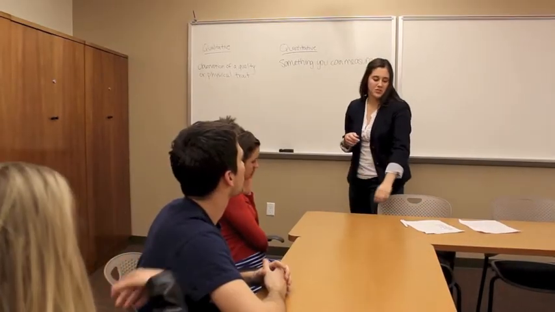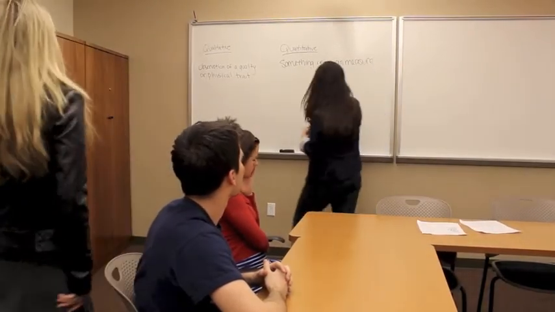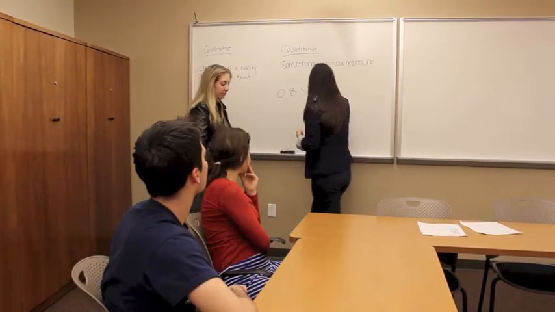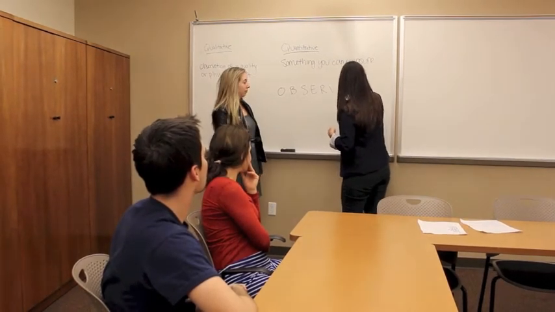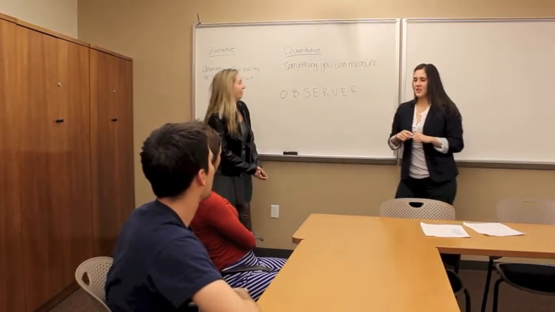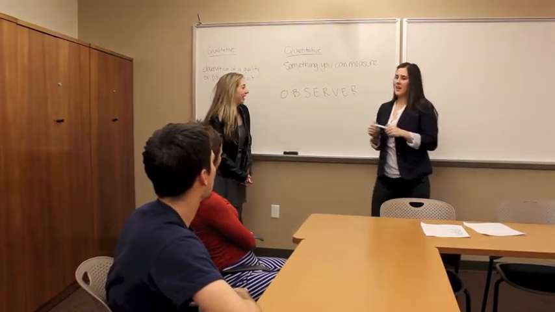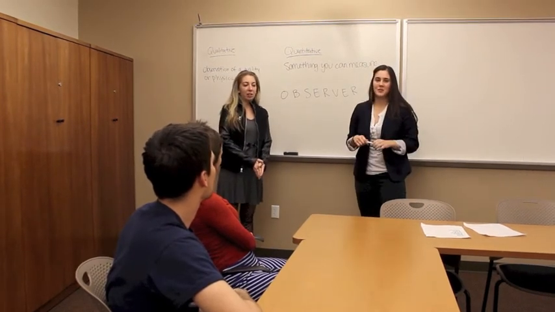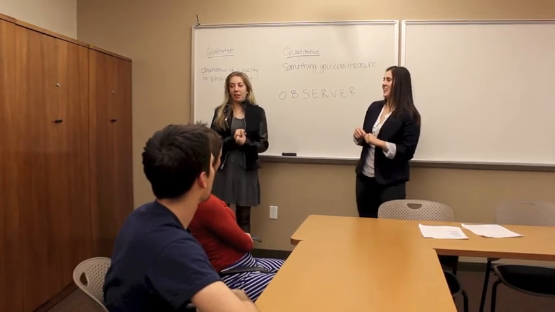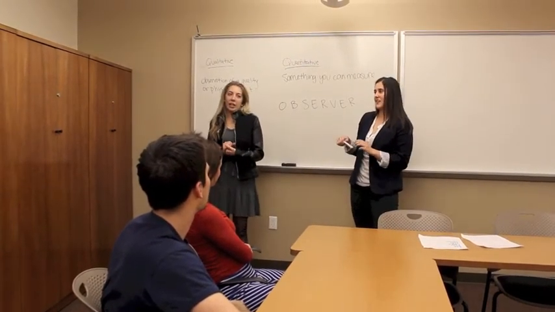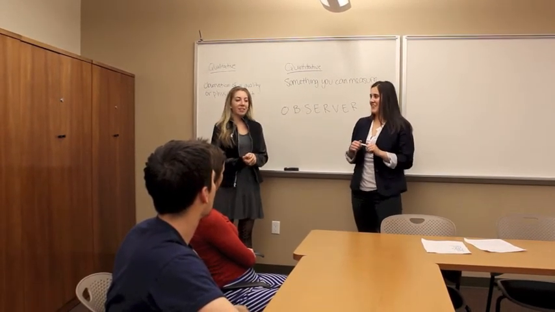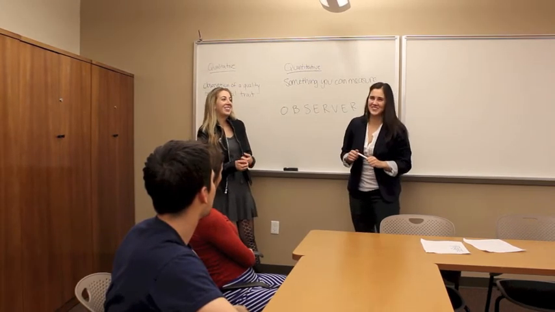Can you come up here and help me with the cheer that we learned earlier? Okay. Thank you. O-B-S-E-R-V-E-R, observing. Qualitative, using the 5 senses. Tell me how green the dinosaur is. Quantitative, instruments and numbers. Tell me how tall the dinosaur is.